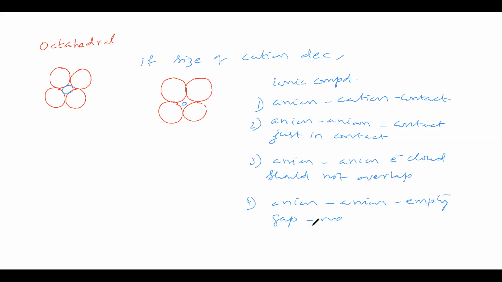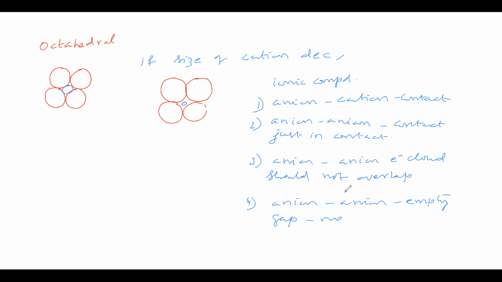If there is an empty gap, stability will not be there much. Anion empty gap also should not be present. So how should the ionic compound be? Ionic compound means anion-cation contact should be there. Anions just in contact should be there. Anion electron clouds should not overlap with each other, and should not be left with an empty gap. Like this it should be.